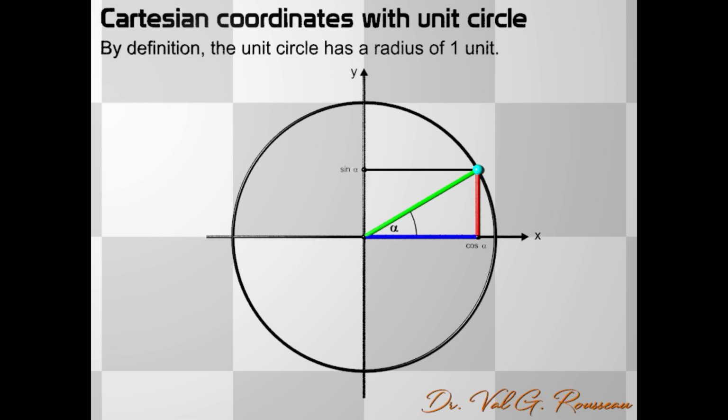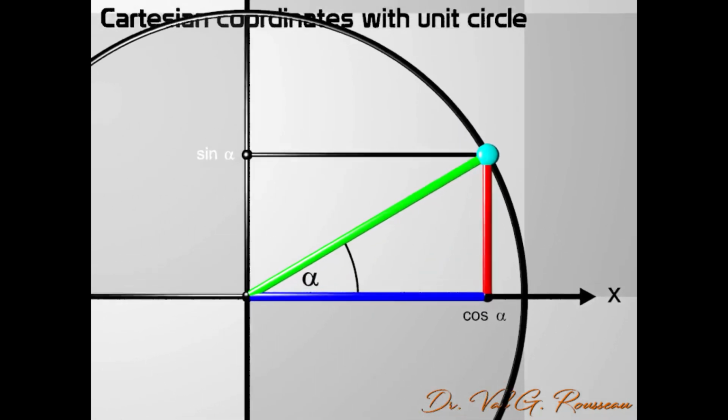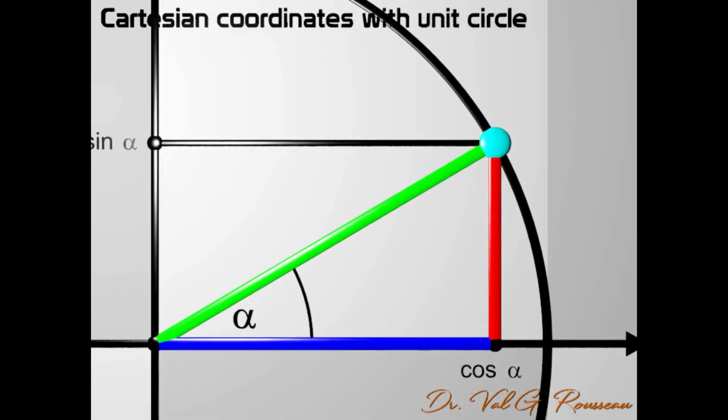But for angle alpha, neither the opposite side nor the adjacent side has a length of 1 unit, so the ratio does not simplify. But here we can take advantage of similar triangles in order to obtain a direct visualization of the tangent of alpha.